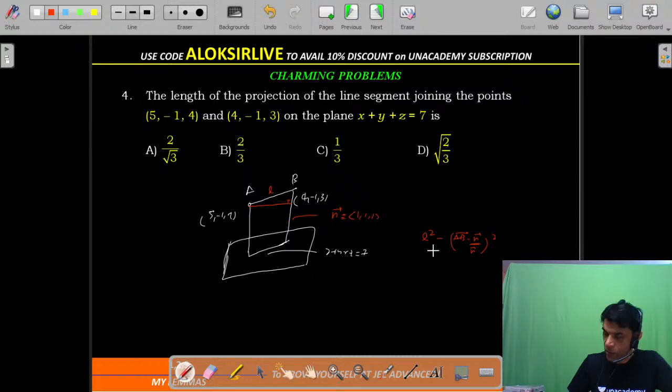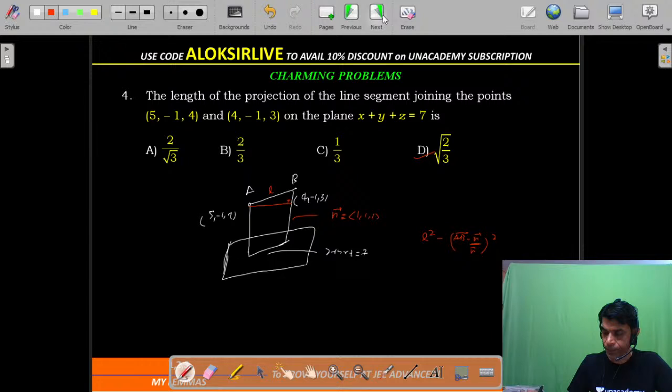And if you do the fourth correctly, then you should get the answer as I got. Fourth you should get D as the answer. Be careful. They'll always give these kinds of options: root 2 over 3, 2 over root 3, 2 over 3, 1 over 3. So if you do a single mistake, then you are gone.